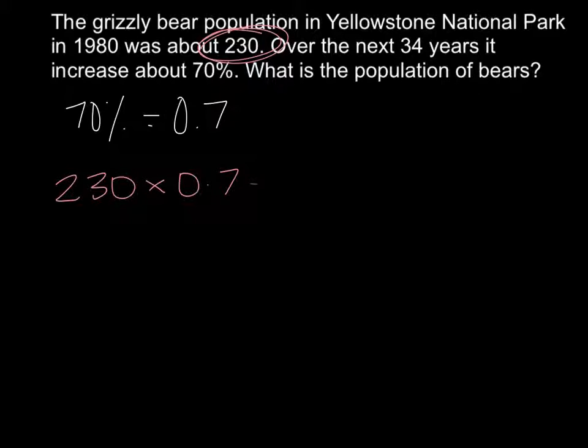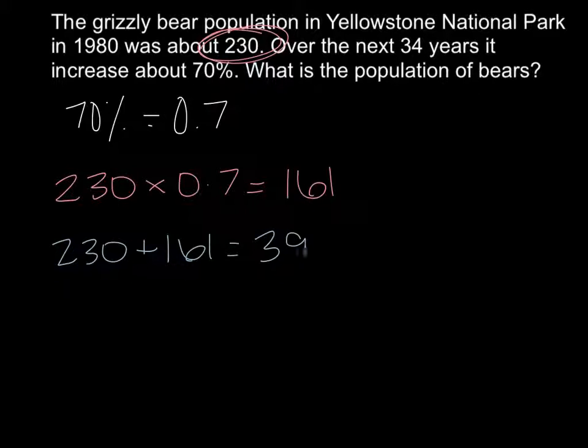And that equals 161. So again, that's not our answer, but that means there's 161 more bears than there were in 1980. So our last step is to add 230, which was our starting value, to 161. So you should get 391. So that's a 70% increase in bears. So there should be about 391. This is the end of benchmark 14 video.